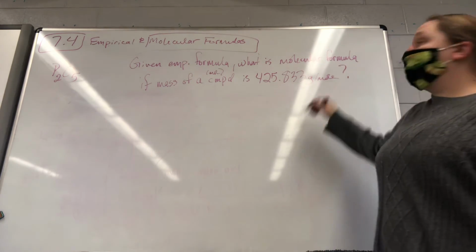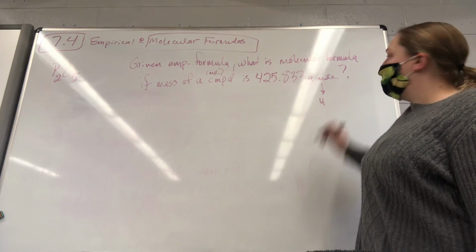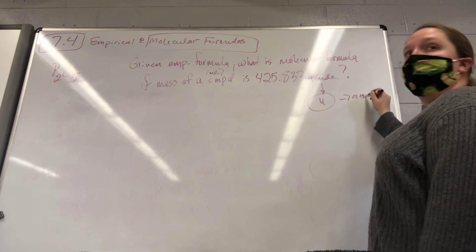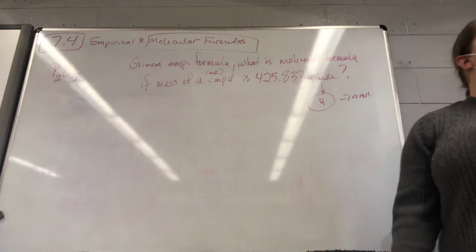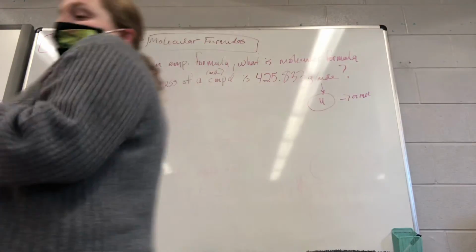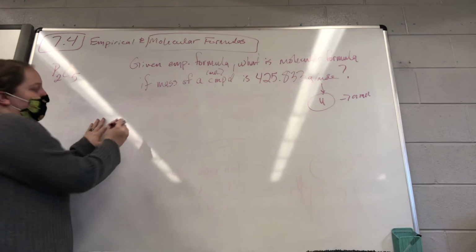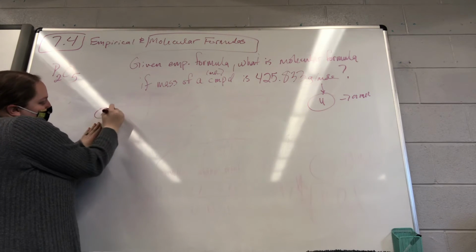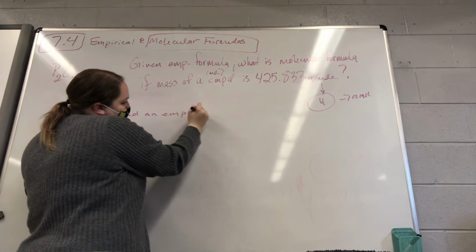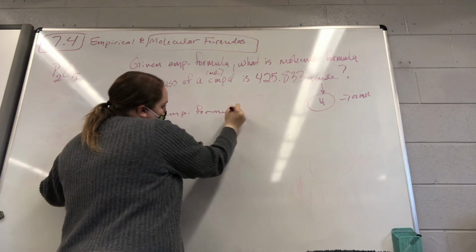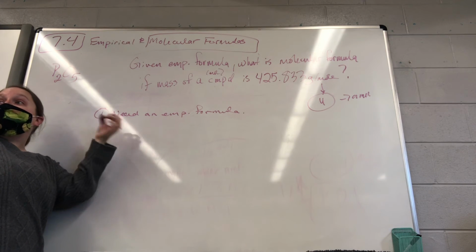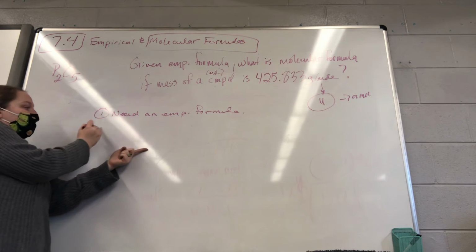Your book also likes to use the unit U. U is shorthand for AMU. And remember that AMU and grams per mole for us are pretty interchangeable. Okay, so in order to do this, you need an empirical formula. That's the first step. Whether you're given it or you have to find it, that's step 1.